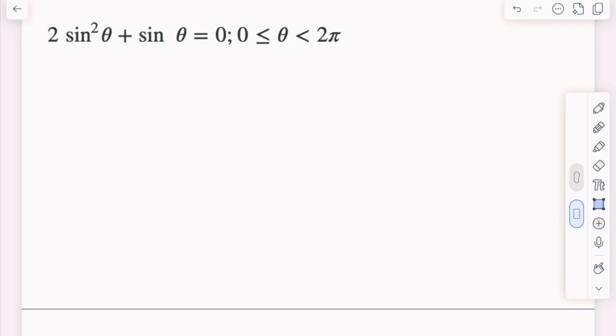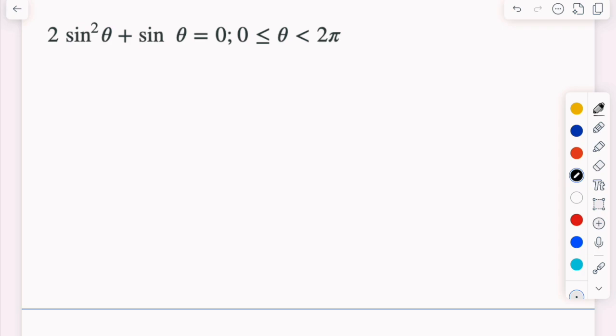Alright guys, so here we've got a pretty basic example: 2 sine squared theta plus sine theta is equal to 0. The trick with these types of ones is to remember that it's a quadratic. We also need to remember that these are pretty simple questions as a whole, but how you solve them is very important. I'm going to show you why, because that's going to build a foundation for you to build upon for those harder questions that we'll go through.